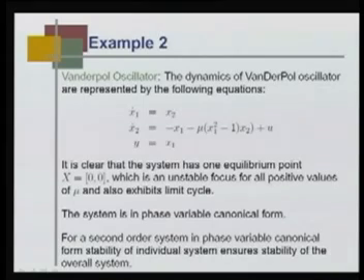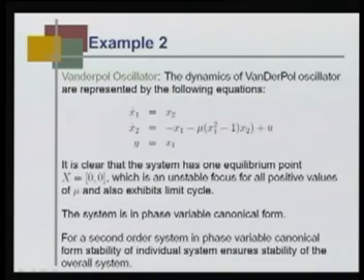Now, we take the second example, which is a Van der Pol oscillator. Most of you have studied this in the introduction to nonlinear systems, because this is a very classic example of a nonlinear system. X 1 dot is X 2, X 2 dot is this quantity and Y is X 1, a single input, single output system.